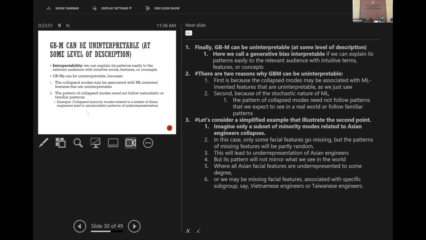see in the world. What we typically see in the world is that all Asian features will be somehow underrepresented, somehow equally to some similar degree, right? Or in some cases, we'll be missing some facial feature associated with a specific subgroup. For example, maybe Vietnamese engineers or Taiwanese engineers. But with mode collapse in GAN, the pattern will be partly random. It won't follow a category or pattern that has some kind of historical origin or that we are familiar with.